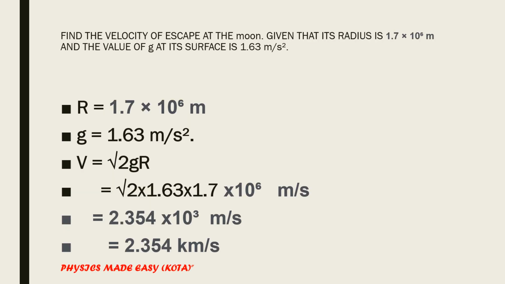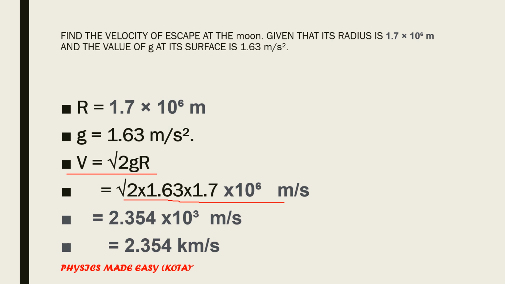Now the second numerical: find the velocity of escape at the moon. Given that its radius is 1.7 into 10 raised to power 6 meter and the value of its g, that is acceleration due to gravity at its surface, is 1.63 meter per second squared. So first of all, write down the given terms. Then we are aware of the expression of the escape velocity, that is under root of 2gR. Put the value of small g and capital R, then do calculations.